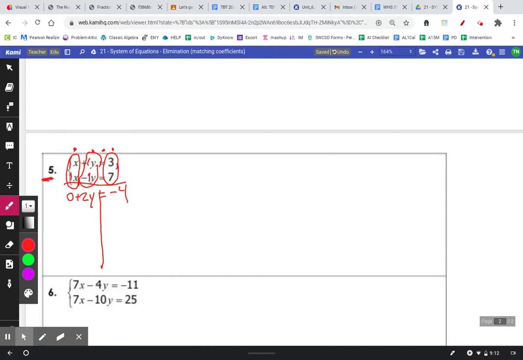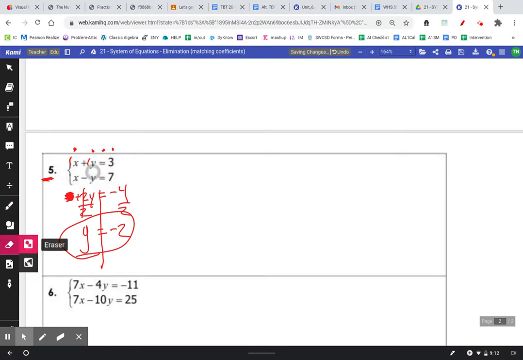This 0 is kind of pointless. I can do minus 0 on both sides, but doing anything with 0 doesn't really do much, so I'm just going to get rid of it. And I'm going to divide by 2. 2 divided by 2 is 1, so I have y equals negative 2. Okay, so for the first time in 3 examples, I found y first.